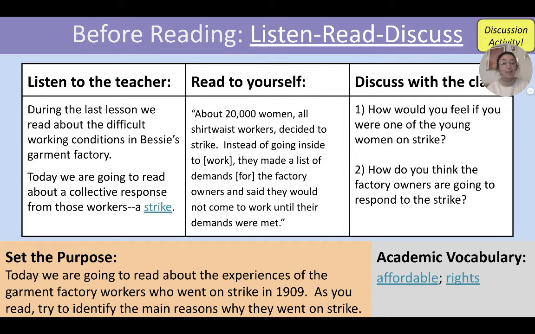All right, now it's your turn to discuss with your class. So there's 2 questions right there, you can see them right here, 1 and 2. How would you feel if you were one of the young women on strike? How do you think the factory owners are going to respond to the strike? So read this again to yourself if you need to, and go ahead and pause the video now so you can discuss with your class.